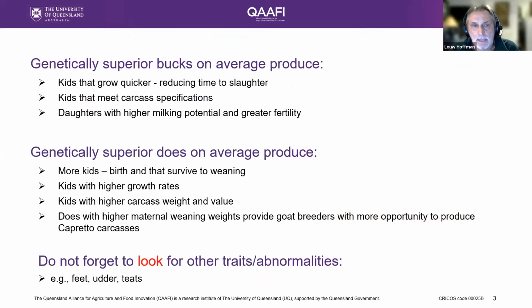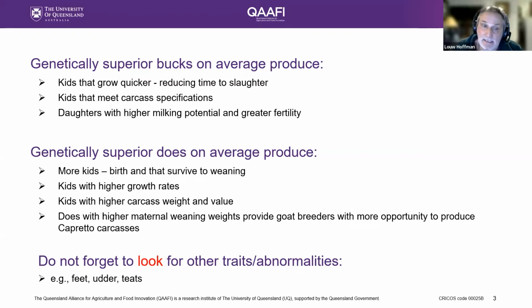So we know that genetically superior bucks, on average, will give us kids that grow quicker and thus reduce the time to slaughter, or kids that meet the carcass specifications that we need if we select for those carcass traits, or daughters with higher milking potential and greater fertility. So selecting the right buck will influence the amount of milk that his daughters, the does, will produce, which is of course important for kid survivability and the weaning weight of kids.